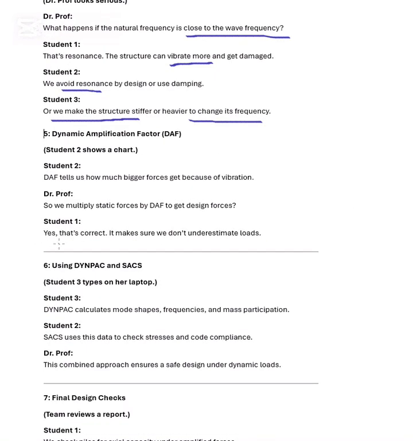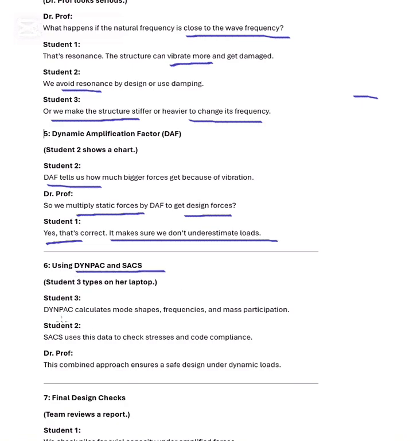Dynamic amplification factor. DAF tells us how much bigger forces get because of vibration. Due to this vibration, how much bigger the forces get amplified. That's why I use this DAF. We multiply the static forces by DAF to get the design force. Why do we do that? It makes sure we don't underestimate the design loads.